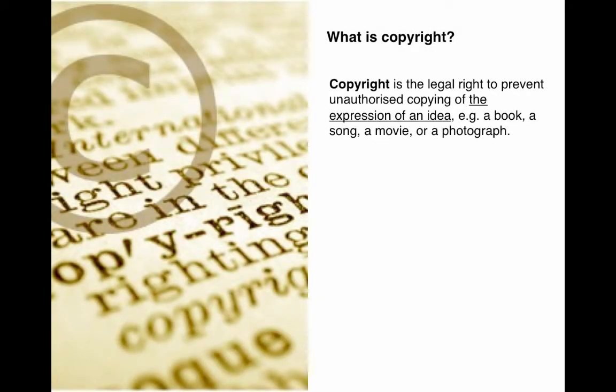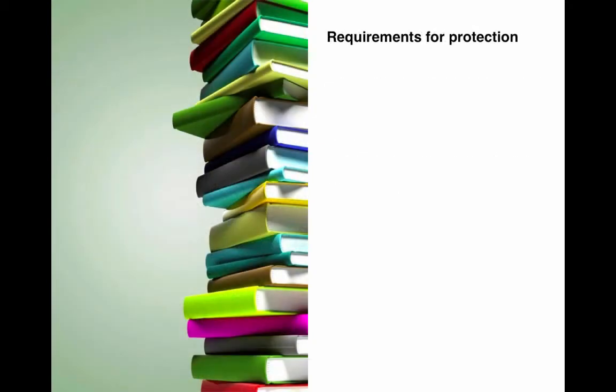Copyright is the legal right to prevent unauthorized copying of the expression of an idea, such as a book, a song, a movie, or a photograph. Copyright in Australia is regulated by the Copyright Act 1968. In order for a creation to be automatically protected by copyright law, 3 requirements have to be satisfied.